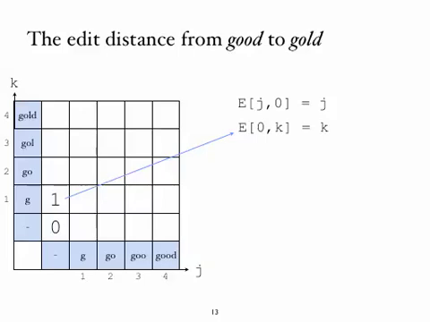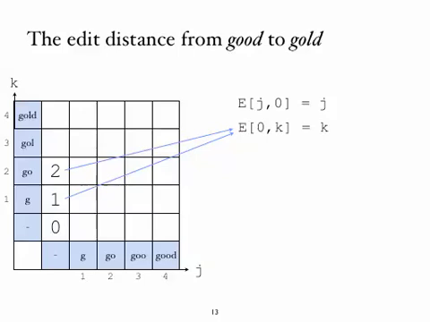Now, to go from the empty string in j to the string g in k, we apply the second rule. That is, we say we're going from an empty string to a string of length k, and g has a string length of 1. So basically, e from 0 to k is just k, that's 1. That is, we have to do one insertion from the empty string of the character g, in this case, to come up with a destination string g.